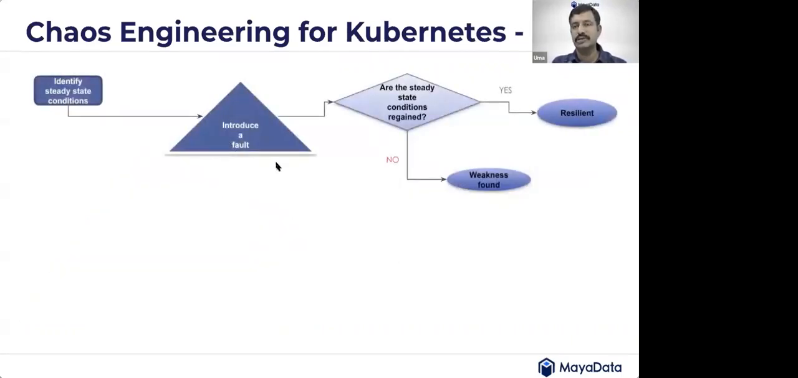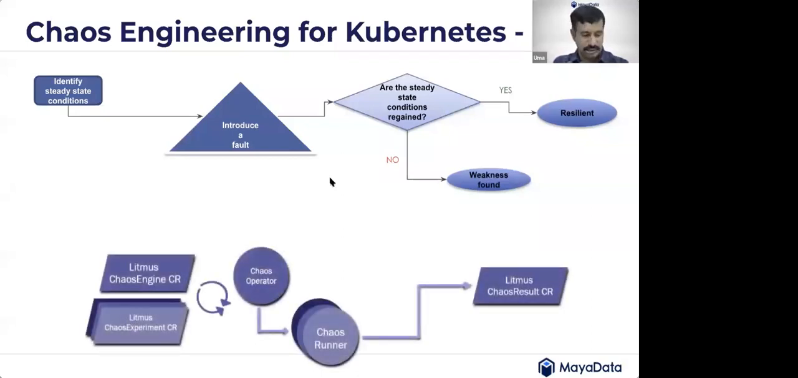So how do you do that? A regular chaos engineering is an introduction of fault: you introduce the fault, and then you wait for your system to regain steady state. If yes, the system is good. If not, then you have an issue. You have to find that issue, correct the system by tuning some configuration or a variable, and then bring it back to the steady state and fix that weakness.